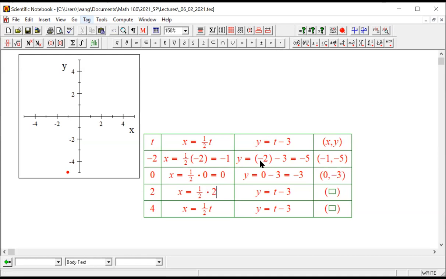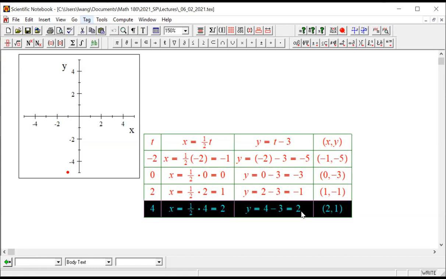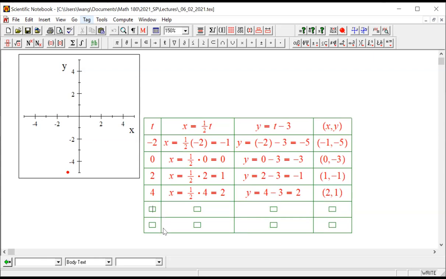For t = 2, x is 1, and y is -1. So (1, -1). For t = 4, x is 2, and y is 1. So (2, 1). Obviously this process could continue, to do more.